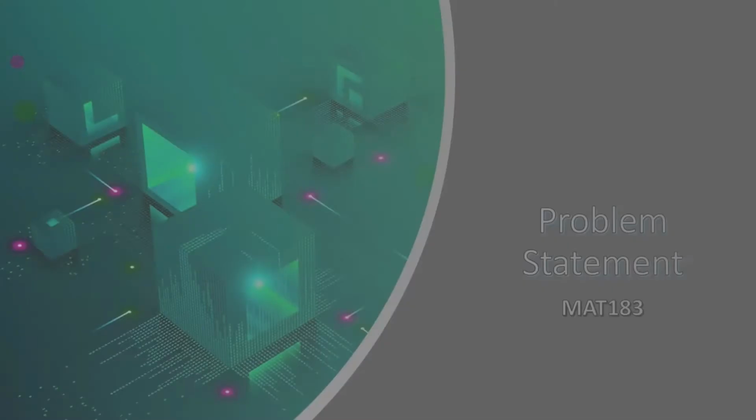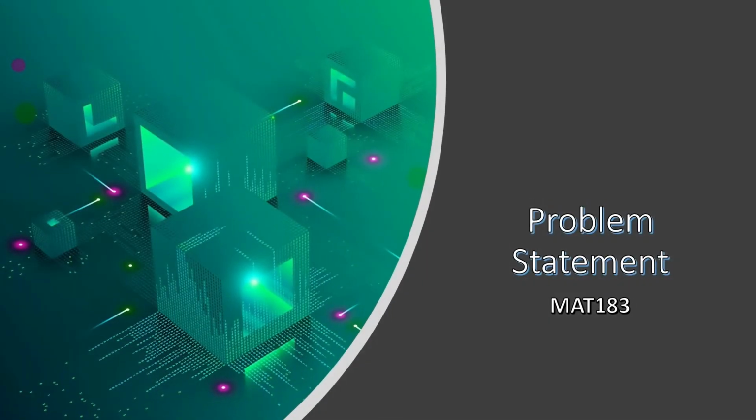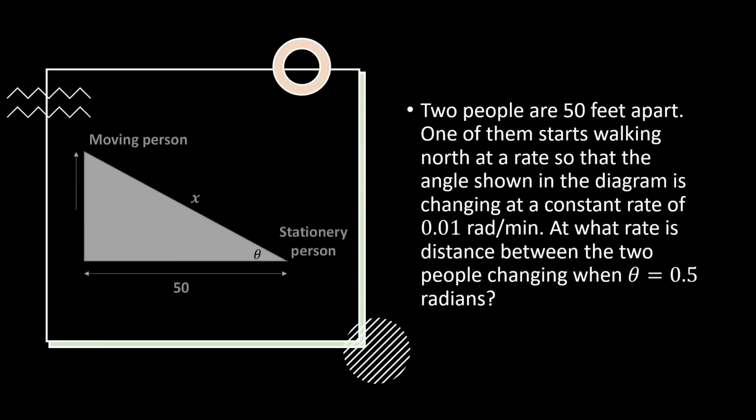Thank you, Tifa, for the introduction. So I'm going to continue with the problem statement. So this is the problem. Two people are 50 feet apart. One of them starts walking towards north at a rate so that the angle shown in the diagram is changing at a constant rate of 0.01 radian per minute. At what rate is the distance between the two people changing when theta equals 0.5 radians?